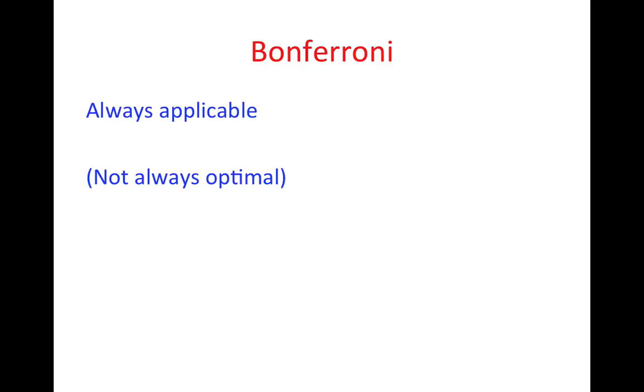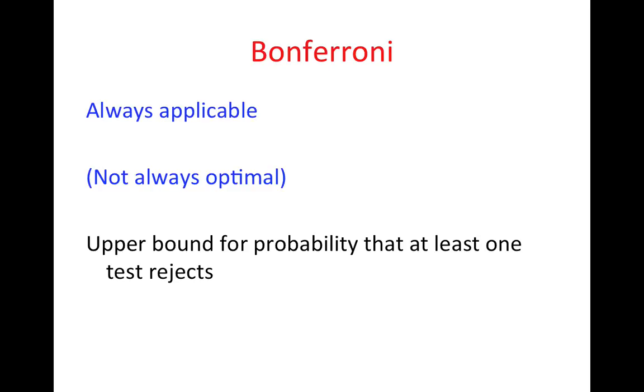If we did know how the tests were related to each other, we would probably be able to take advantage of that, as we'll see in the next methods, in order to be a little bit less conservative, not use quite so low a p-value cutoff for each test. So Bonferroni gives you an upper bound for the probability that at least one test rejects.